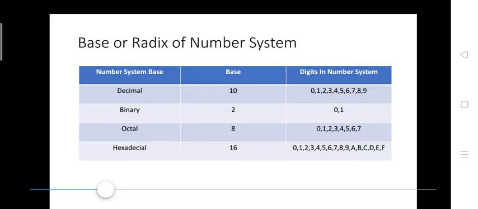Hexadecimal number system contains 16 digits. It has base 16. The digits are 0, 1, 2, 3, 4, 5, 6, 7, 8, 9, A, B, C, D, E, F.